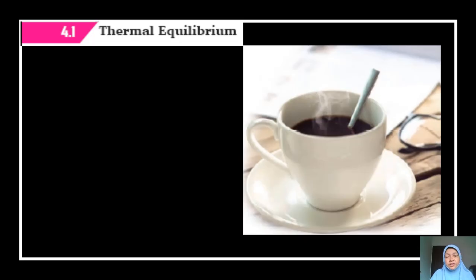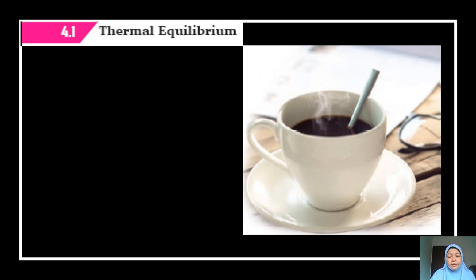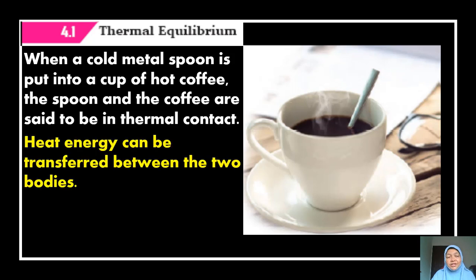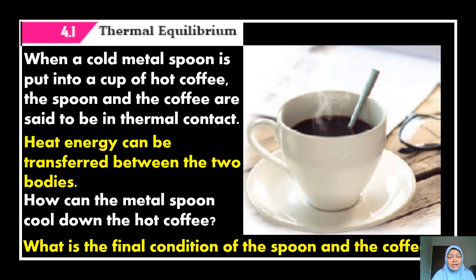Okay, so look at this picture, a cup of coffee. When a cool metal spoon is put into a cup of hot coffee, the spoon and the coffee are said to be in thermal contact. Right? So heat energy can be transferred between the two bodies. How can the metal spoon cool down the hot coffee? And what is the final condition of the spoon and the coffee?